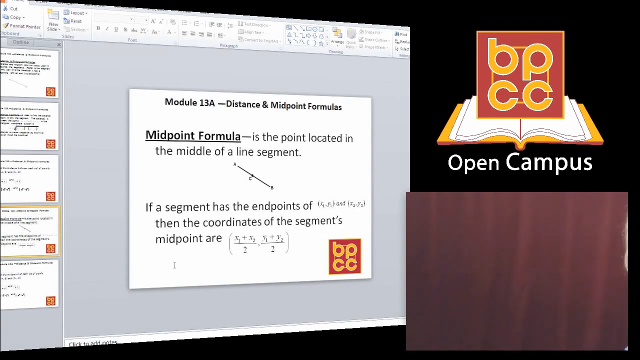If you look, there is a formula down there. Now, the formula in your notes is not hard to memorize. It says x sub 1 plus x sub 2 divided by 2, y sub 1 plus y sub 2 divided by 2. Again, let's think about that. Let's think about what walking in the middle means.